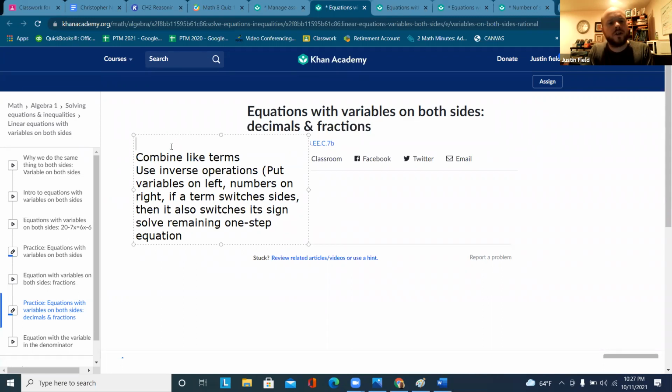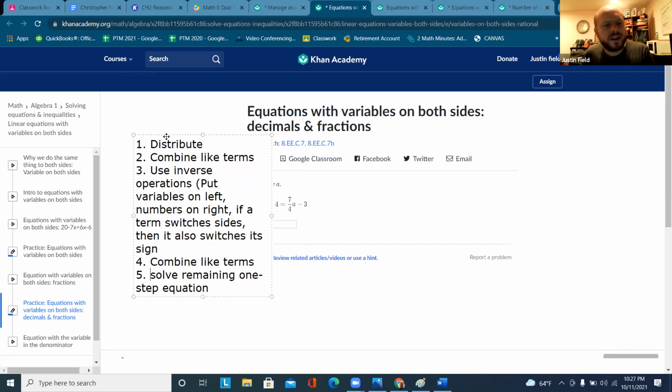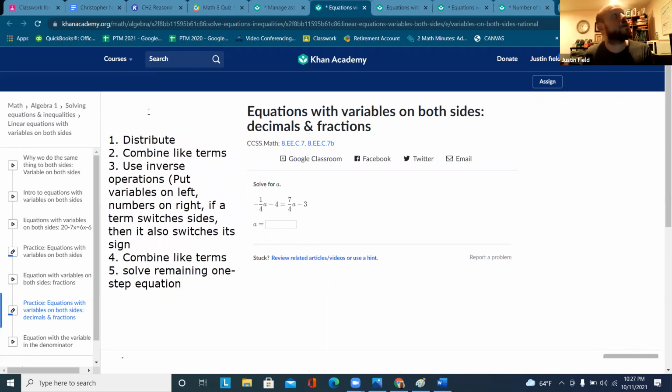So before we combine like terms, we might have to distribute. Combine like terms, use inverse operations, and I should say combine like terms again. This is the basic process of all equations. It's not too bad. I have simplified it into 5 easy steps for you. Make sure you have them written down.